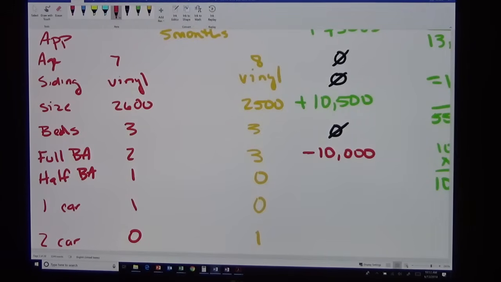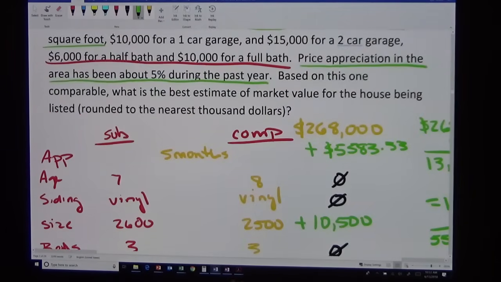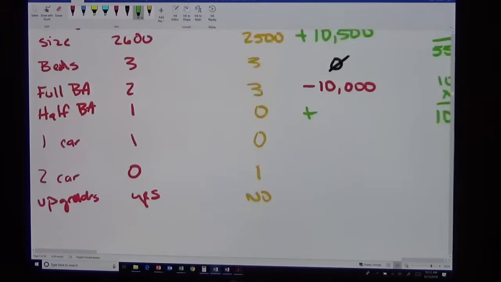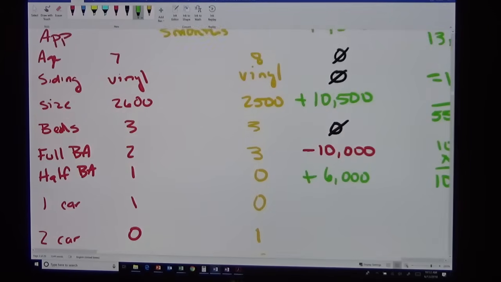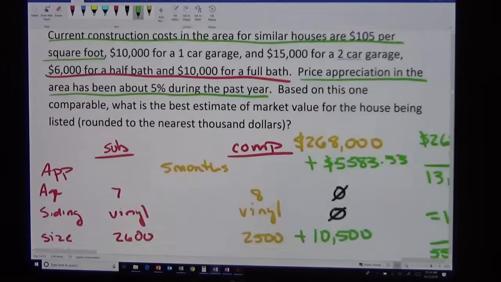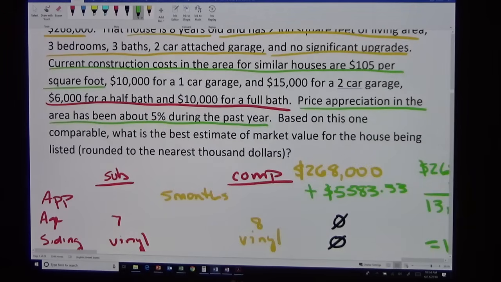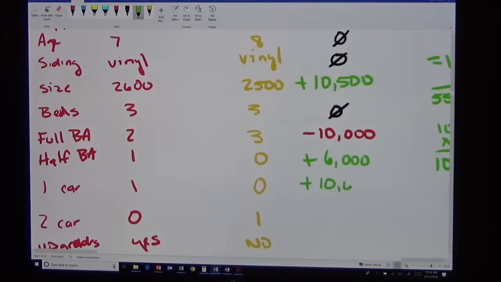Now when I look at half baths, my subject has a half bath, my comparable does not, so the comparable is worse. That means I need to bring it up, and they told us again the value of a half bath is $6,000, so that's going to be plus $6,000. When I get to the one-car garages, my subject has a one-car garage, my comparable does not, so I need to bring the comparable up by a one-car garage. So that's going to be plus the $10,000 they told us for a one-car garage up here. So plus $10,000.